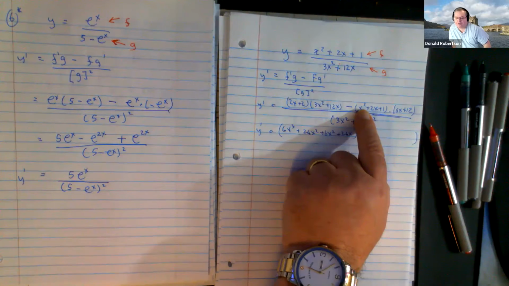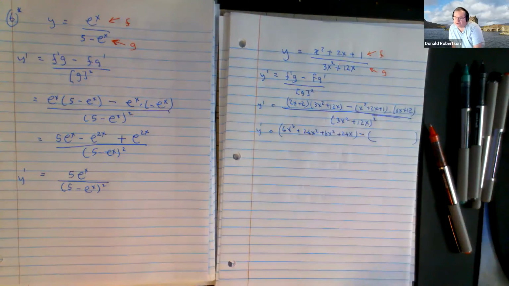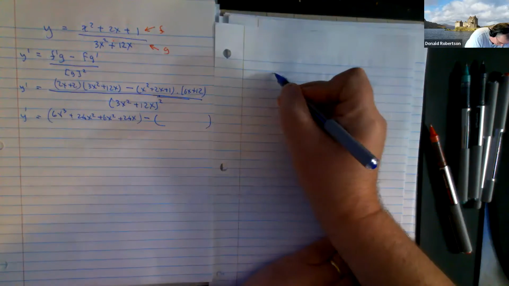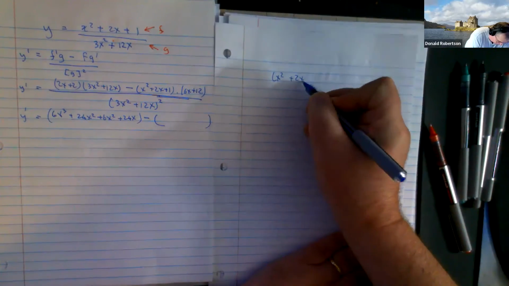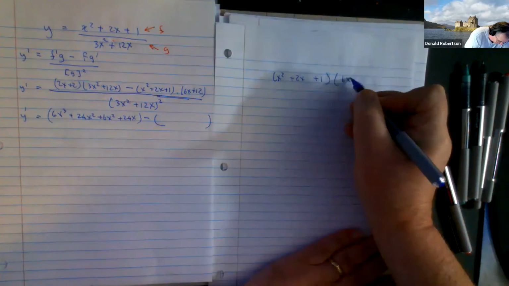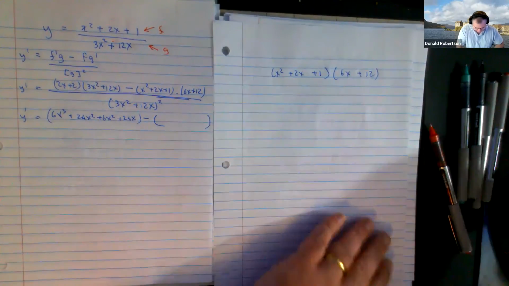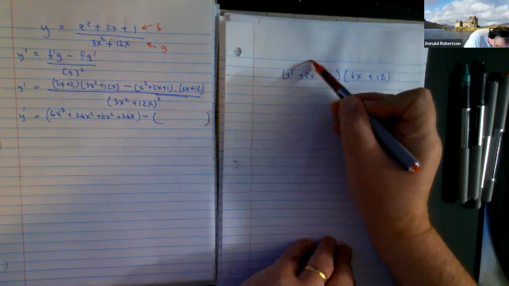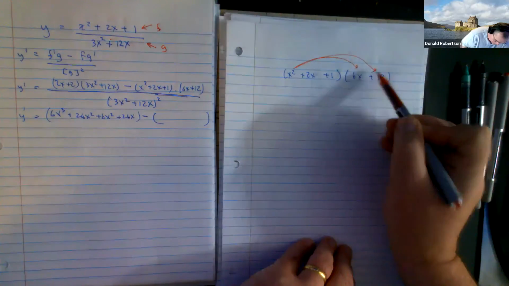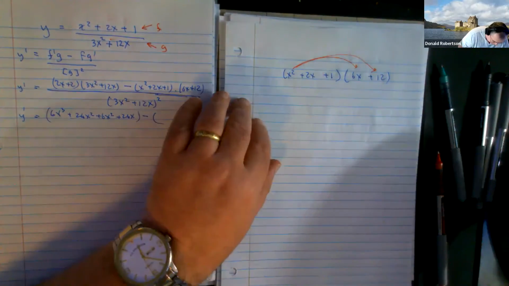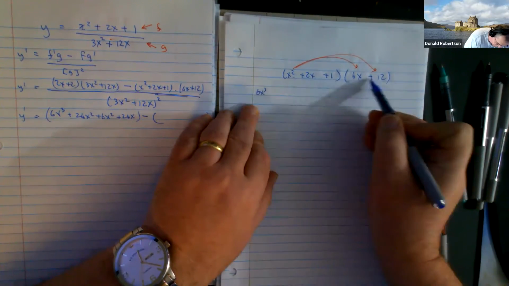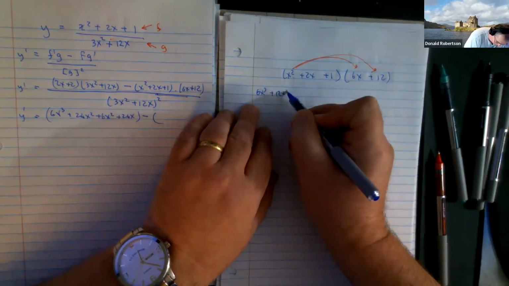Has anybody ever done a 3 times a 2? It's like an expanded version of a FOIL. I'll show you that on a separate piece of paper. x squared plus 2x plus 1 multiplied by 6x add 12, right? It's pretty unusual, but it does happen. It's happened here. I won't call it FOIL because it's not really FOIL, but what you do is you take the first guy and you multiply it. So what do I get? I get x squared times 6x is 6x cubed, and x squared times 12 gets me 12x squared.